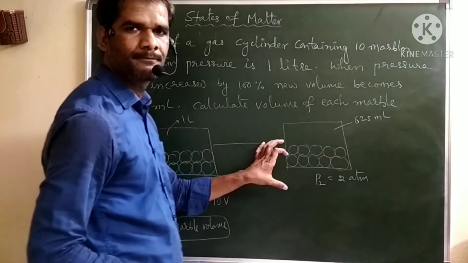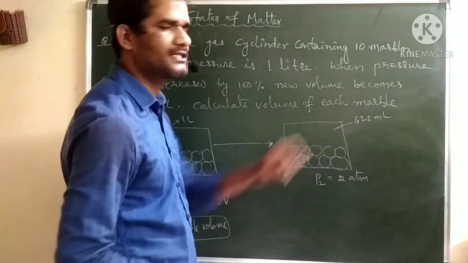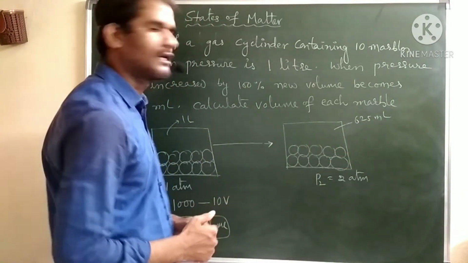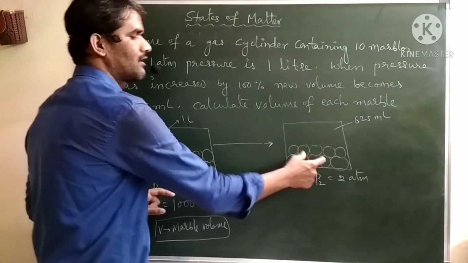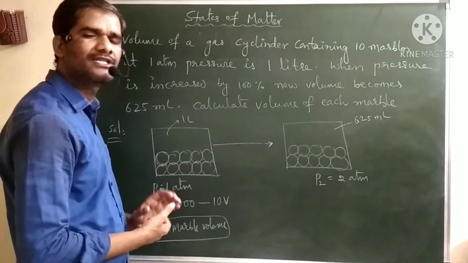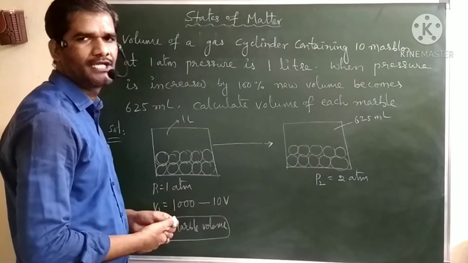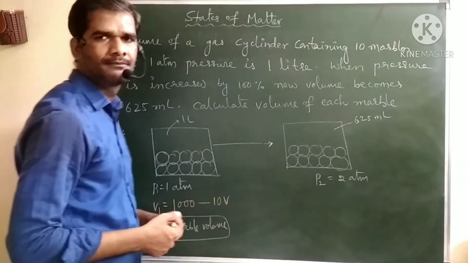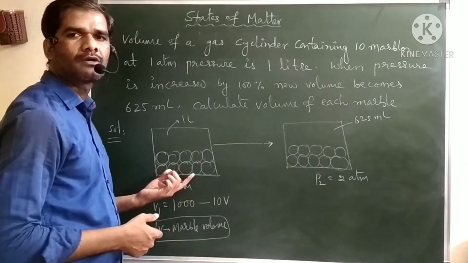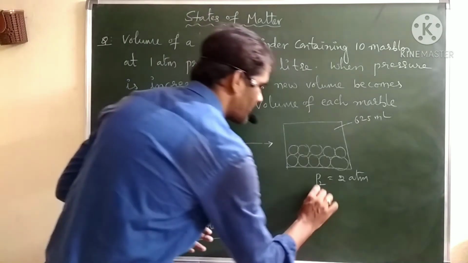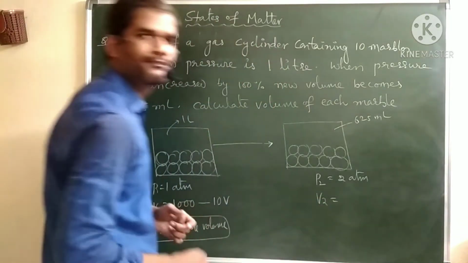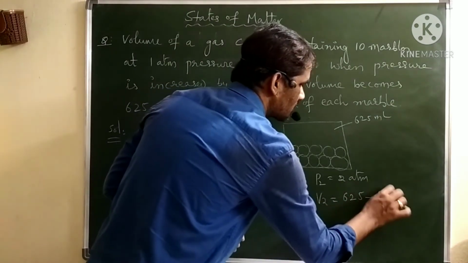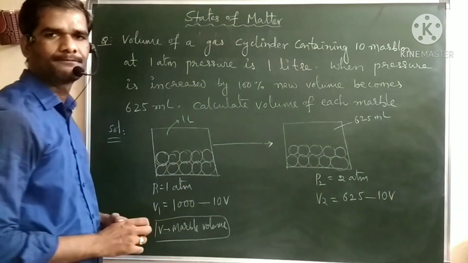Similarly in this case, again the container, now the volume is 625 ml. Again we have the same 10 marbles. Whatever the volume of the marble, we will not change. Why? Because marbles generally are in solid state. They are highly incompressible in nature. Only here the volume of the gas occupied will decrease, but the volume occupied by the marbles is the same. So again the final V2 is, out of 625 ml, the marbles occupy the same volume 10V.